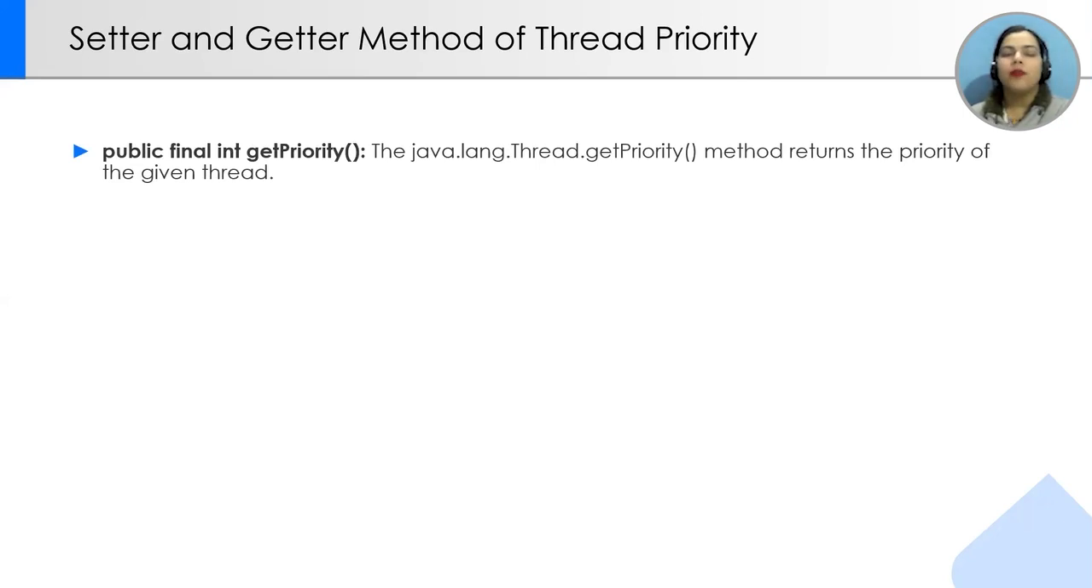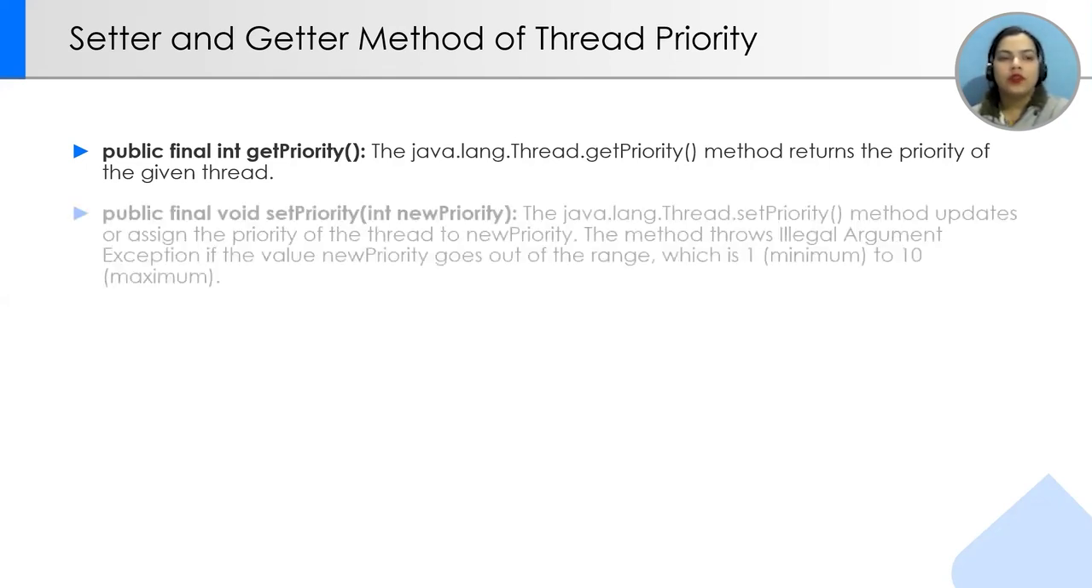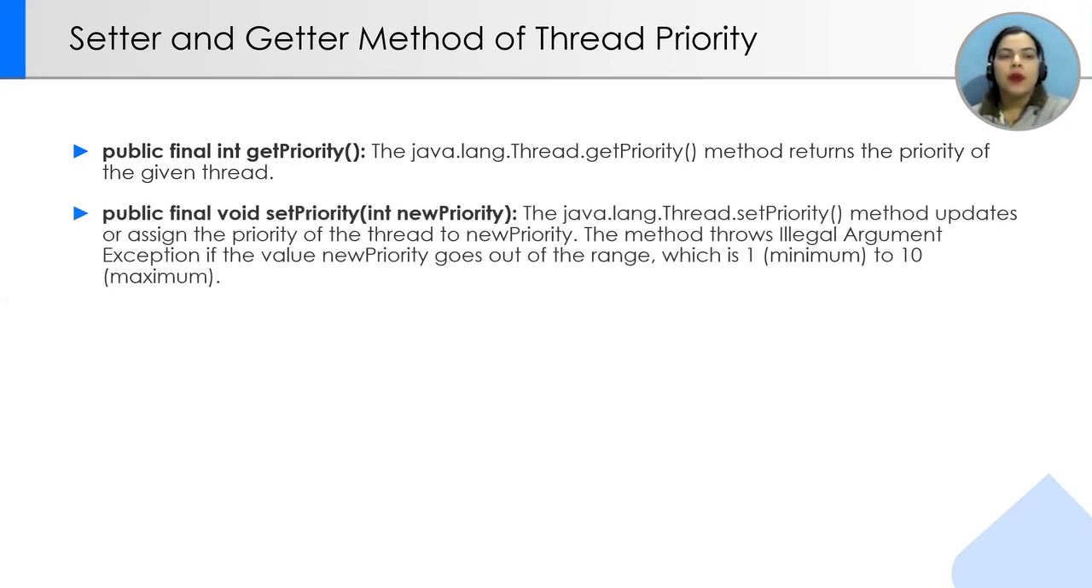Now there are two methods, a setter and a getter method, which are used for thread priority. We can represent the methods as public final int getPriority, which returns the priority of the given thread. Then we have public final void setPriority, which updates or assigns the priority of a thread to a new priority. For example, the priority of the thread is 5 and we want to change it to 7.